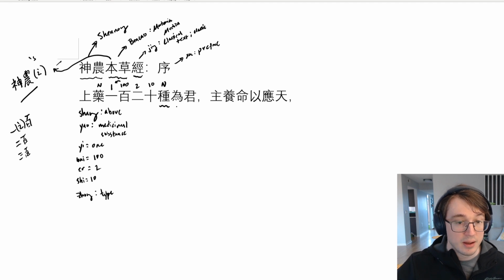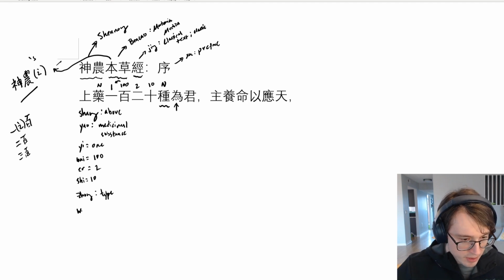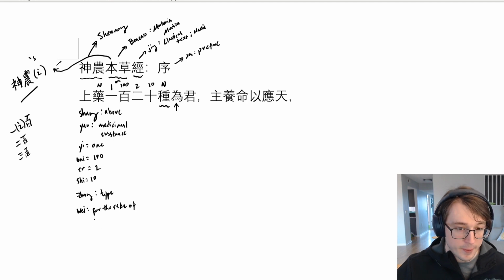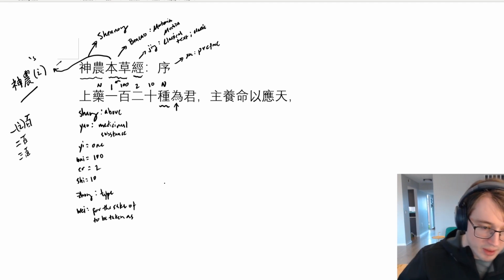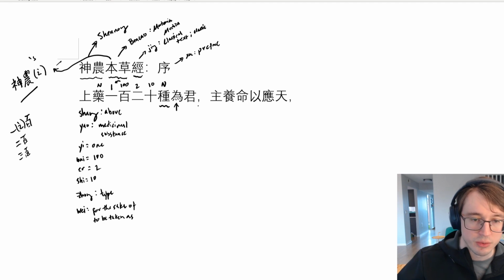But in this case, we see coming after zhong, this character here, wei, almost always is a verb. Generally speaking, it's a verb. It can mean a variety of different things. It can mean for the sake of. It can mean to be taken as. Things like that. In the case of this one, we'll figure it out as we read.